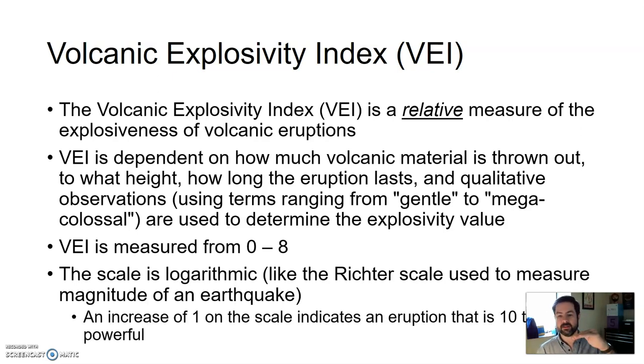An increase of 1 on the scale indicates an eruption that is 10 times as powerful. So if you go from a 4 to a 5 on the VEI, that 5 is 10 times more powerful an eruption than a 4. But if you go from a 4 to a 6, that's 4 to 5, that's 10. 5 to 6 times 10, that's 100. 10 times 10, 100 times more explosive.